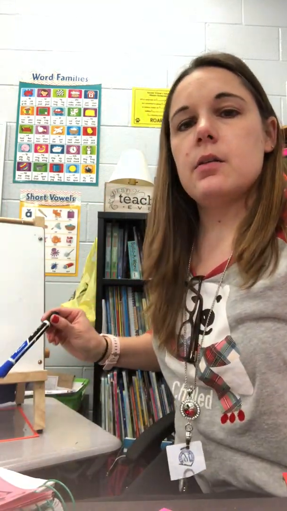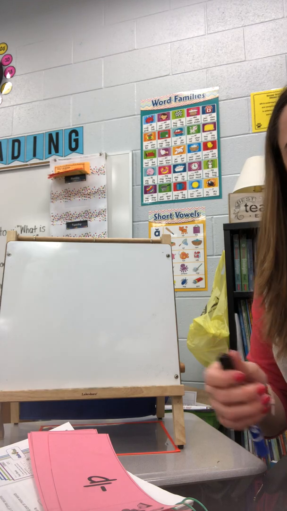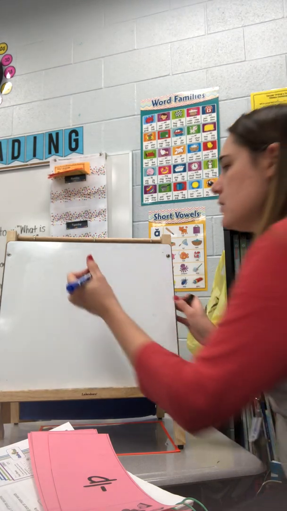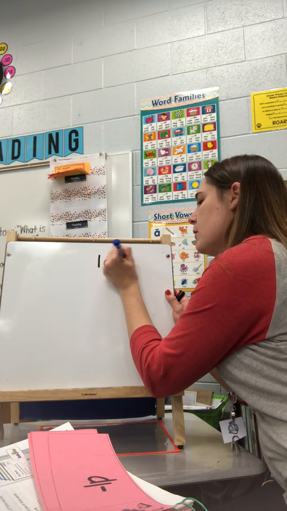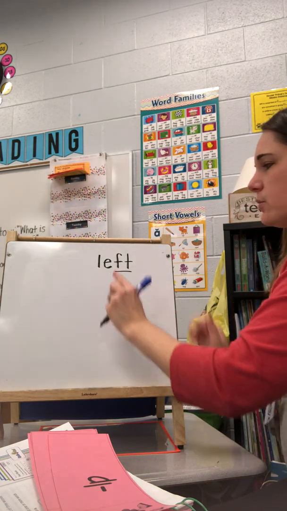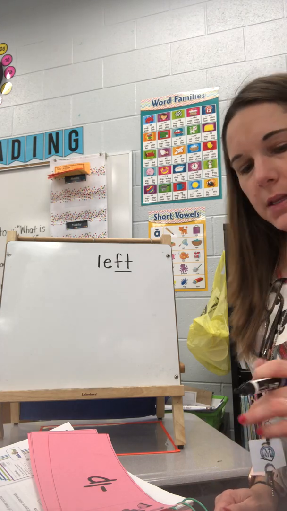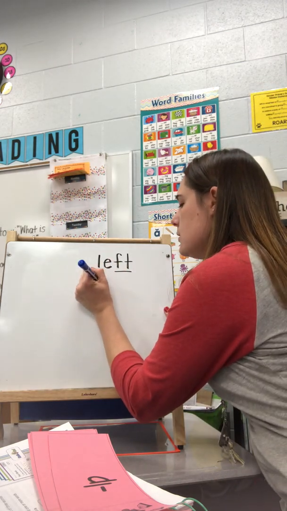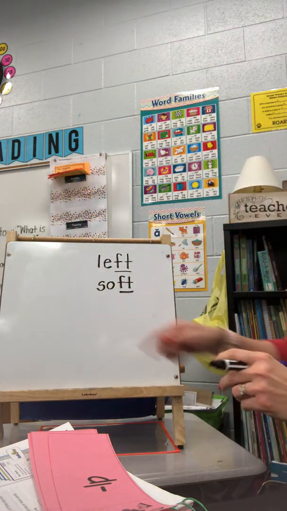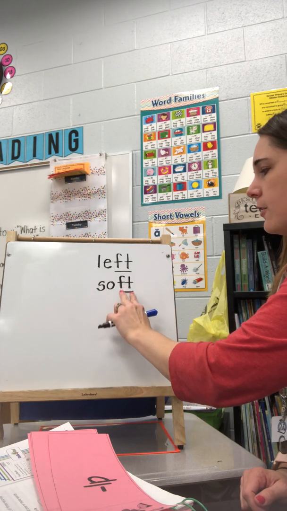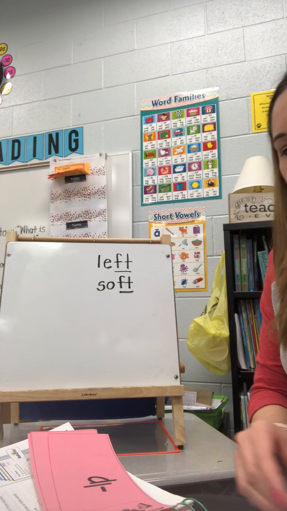So we're looking at the blend ft. I have a few examples of words that have that ending blend. The first example is the word left. We can do our sounds: left. There's that blend. The next word with that blend we could use is the word soft. Soft. So there is an example of how we can use that blend at the end of the word.